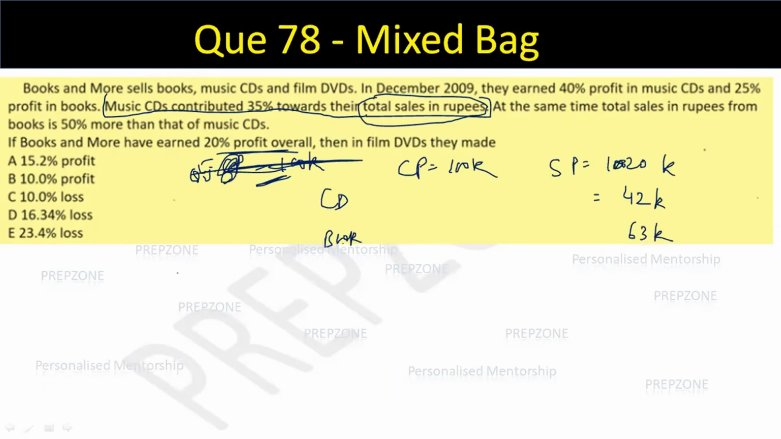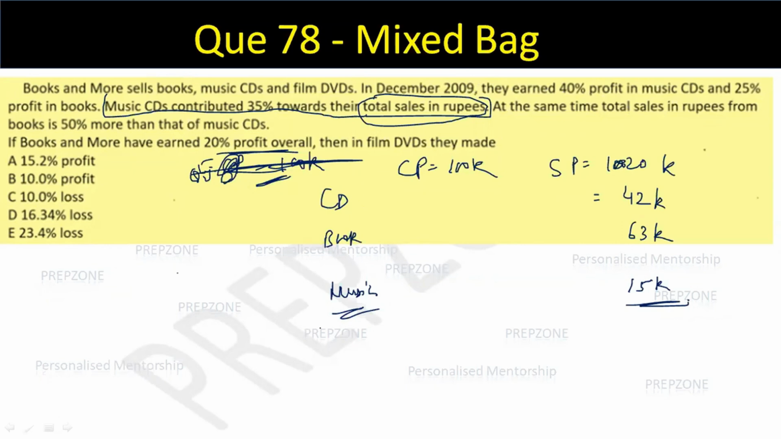So what is left? Music CDs. Okay, so how much will come from music CD? Total is 120. 63 plus 42 is how much? 105. So this has to be 15K. So now you know the selling price of music. Similarly, calculate the cost price. Overall cost price is 100K. There is 40% profit in music CD.